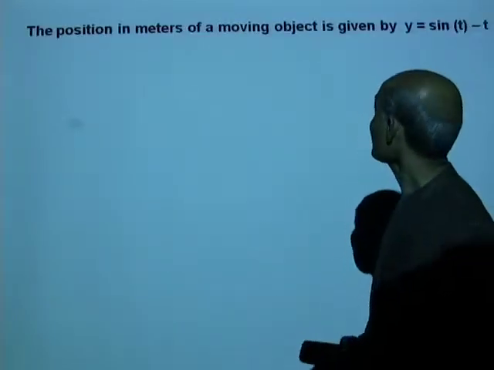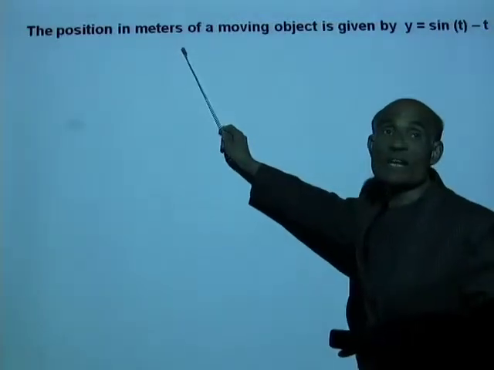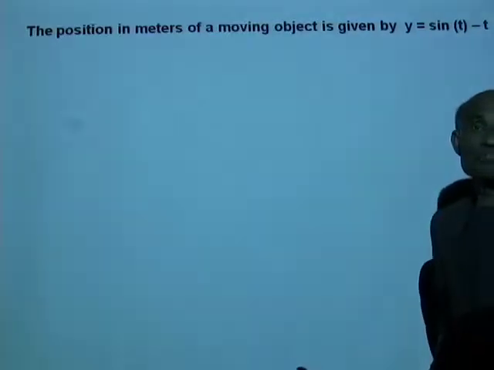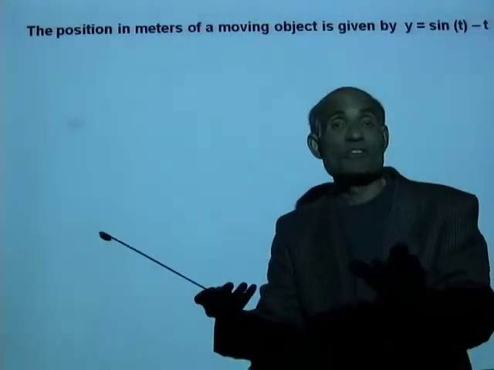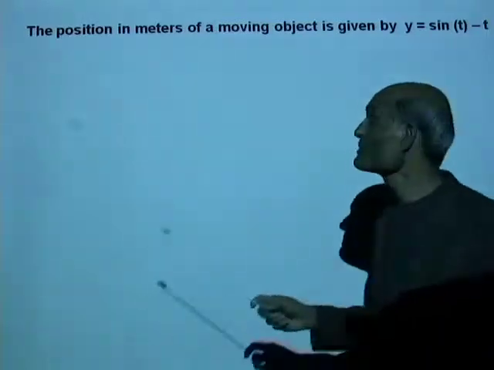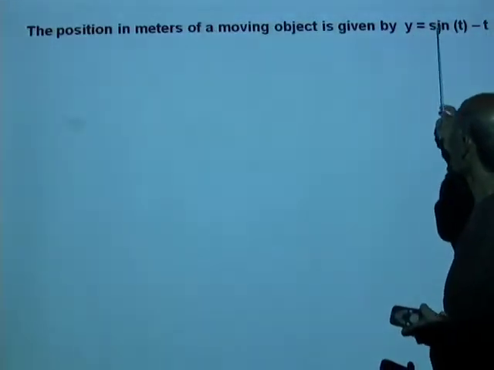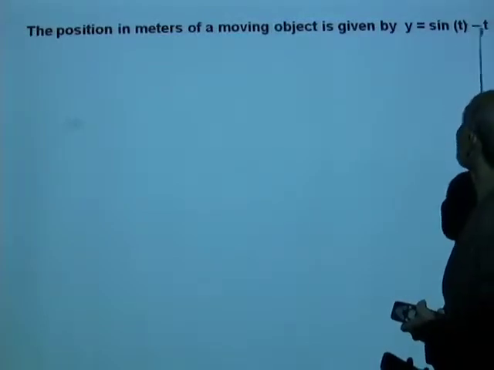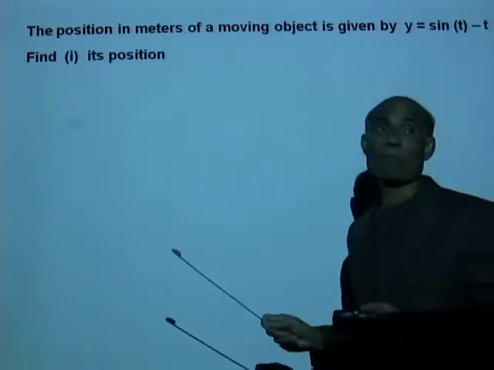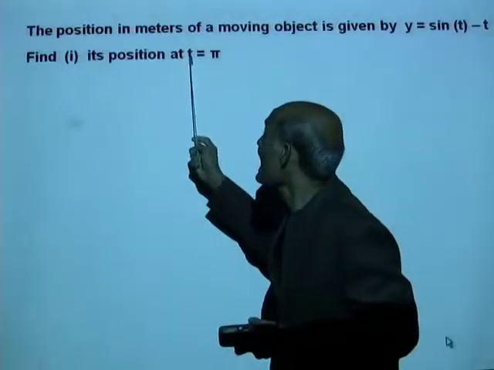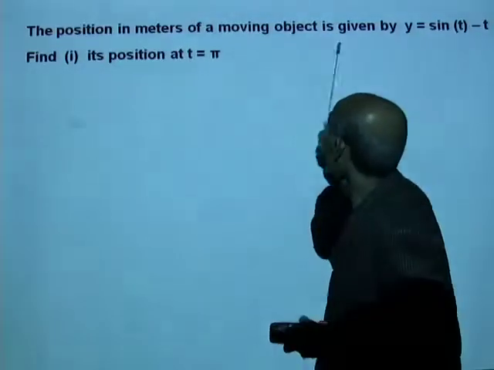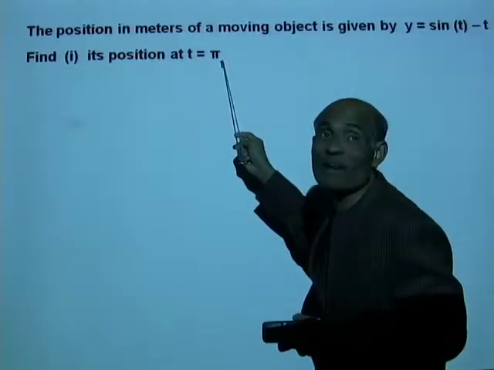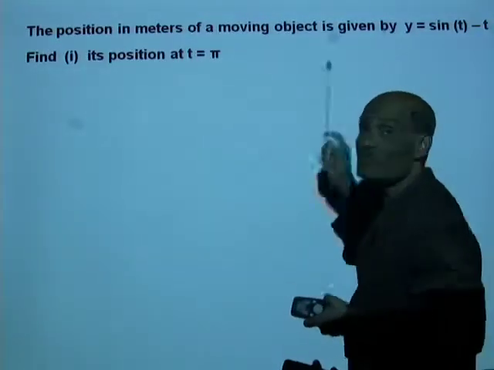All right, another one. The position in meters of a moving object is given by, look at the position function, it's a trig function. So you need to know the derivative of a trig function. y equal to sine t minus t. Find its position at t equal to pi. What is the value of y when t equal to pi? That's the question, because y represents the position.